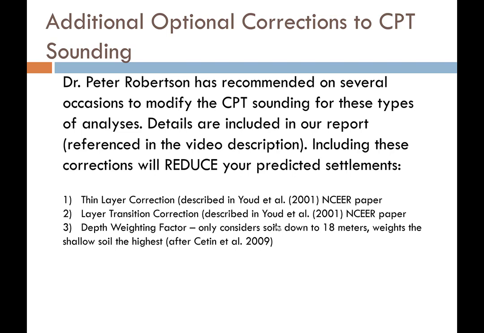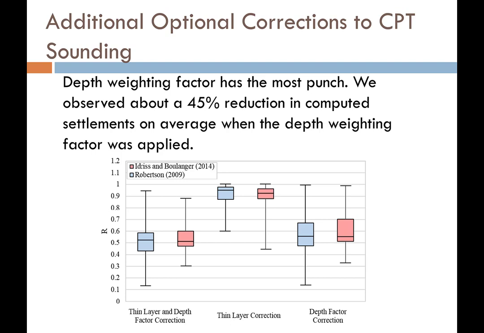Okay, and of all of these factors, by the way, through the research we did, we found that of those three, the depth weighting factor carries the most punch in reducing your predicted settlements. And by the way, I neglected to mention verbally that when you apply these corrections, you are going to reduce your settlements. So check out these box and whisker plots. These are from the different triggering methods, Idriss, Boulanger, Robertson. And this R is the ratio of the settlement of the corrected CPT divided by the settlement from the uncorrected.